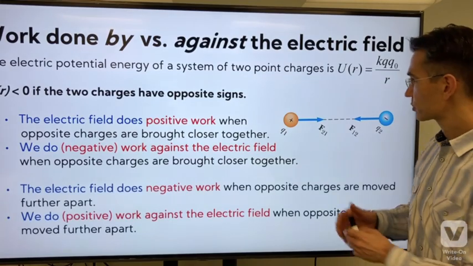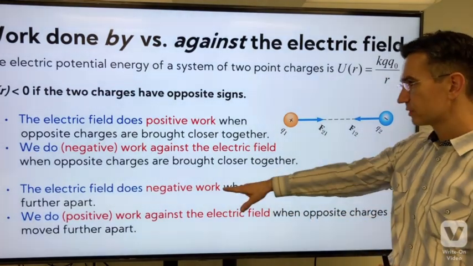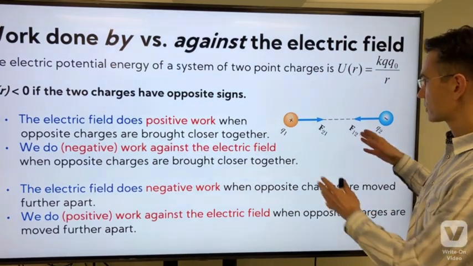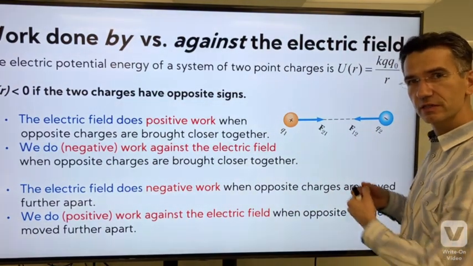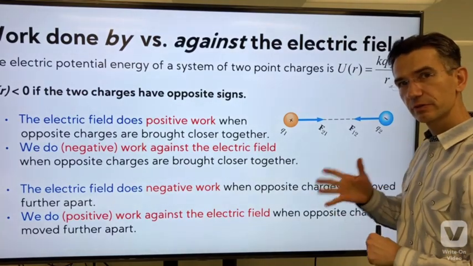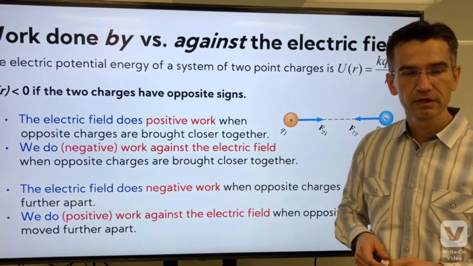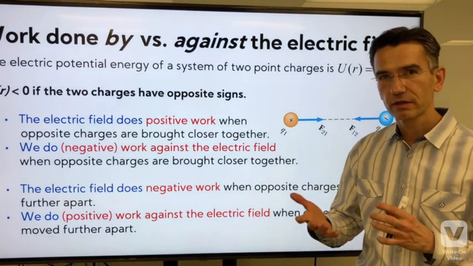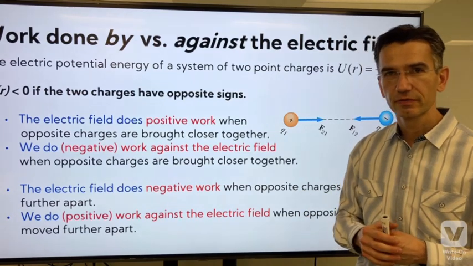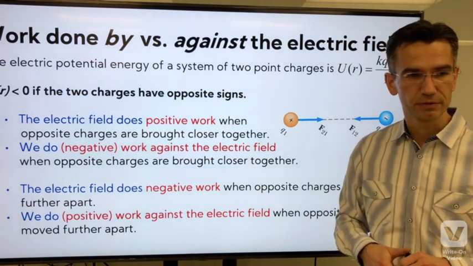However, if the electric charges are moving further apart, then the electric field is doing negative work because the electric field actually wants to bring them closer together. And it's the external force pulling these charges further apart that is doing positive work. So these distinctions are important when we have to consider what amount of work is done and whether an external source of energy is needed to change a charge configuration.